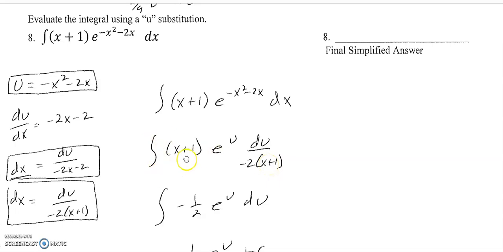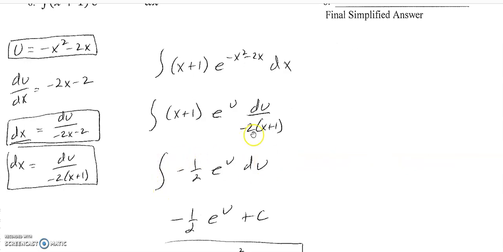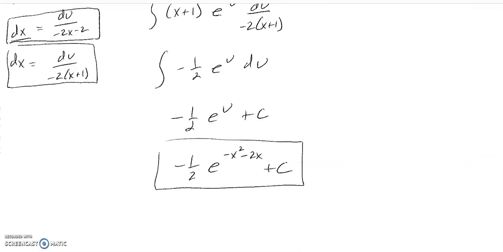Then we have the integral of (x plus 1) e to the u times du over negative 2 (x plus 1). Notice the x plus 1 and the x plus 1 in the denominator will simplify to 1, so that disappears. And we have the integral. Now the negative 2 is in the denominator, so it will be negative 1 over 2 e to the u du. Again, we haven't taken the integral, but we made something more complicated into the integral of x plus 1 e to the negative x squared minus 2x dx, into the integral of negative 1/2 e to the u du. Now we can take the integral.